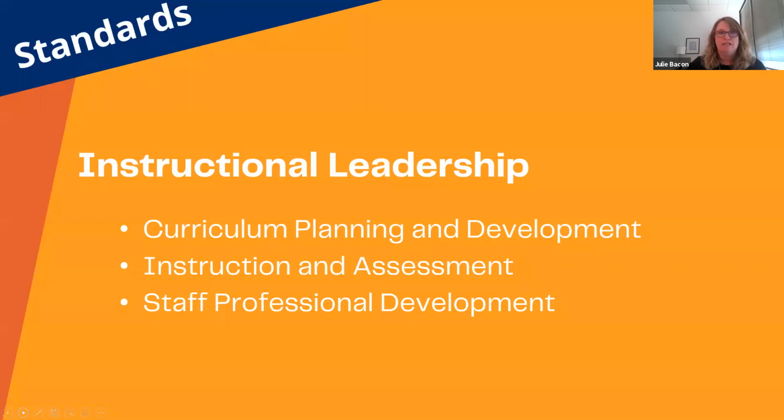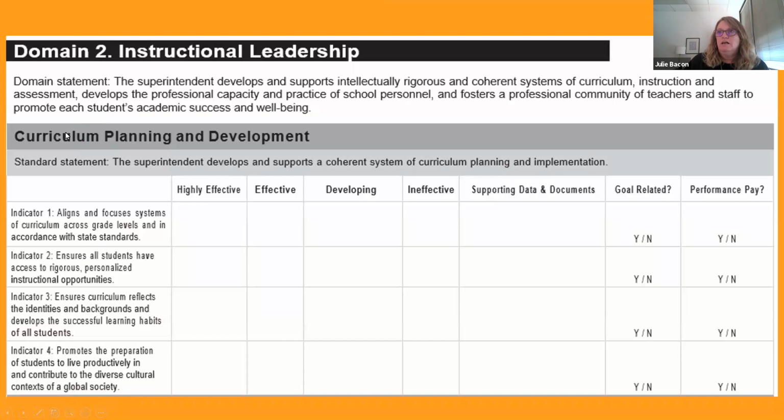Okay, so let's go to domain 2, and this is instructional leadership. So this includes curriculum planning and development, instruction and assessment, and then staff professional development. So these are the 3 standards that we came up with under instructional leadership. And you'll see curriculum planning and development has 4 indicators under that. There's anywhere from 2 to 6 indicators depending on the standard and the responsibilities of the superintendent.